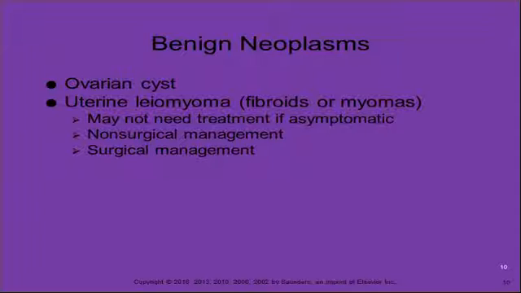Benign neoplasms are just like they sound. They're benign. They can be things like ovarian cyst, uterine leiomyoma, which is just your basic fibroids or myomas. Ovarian cysts can occur in a woman at any age, but they're very rare after menopause. Other cysts and tumors are not related to the menstrual cycle, but can arise from ovarian tissue.